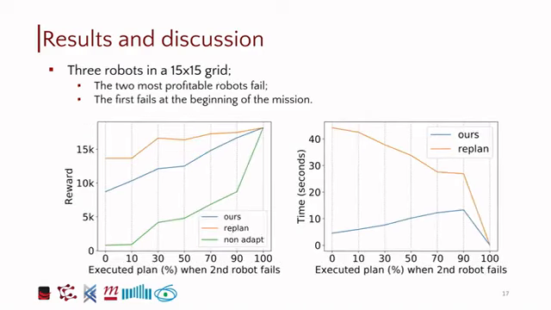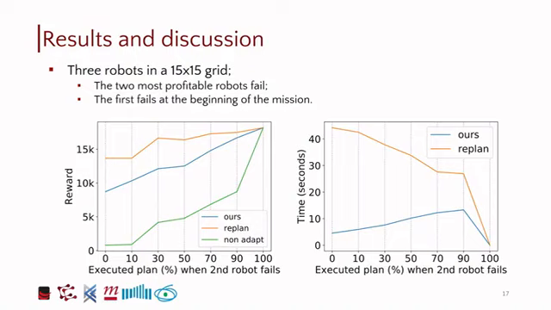We also analyzed the case with more than one robot failed during the mission. The robot with the highest reward in the initial plan fails at the beginning of the mission to enforce the worst case scenario. We can see in the figure the reward captured by the team at the end of each mission when the second robot fails at different plan progress percentages. Again, we see that replanning is the best option, but our method can also recover much of the reward that would be lost if you ignore the failure.